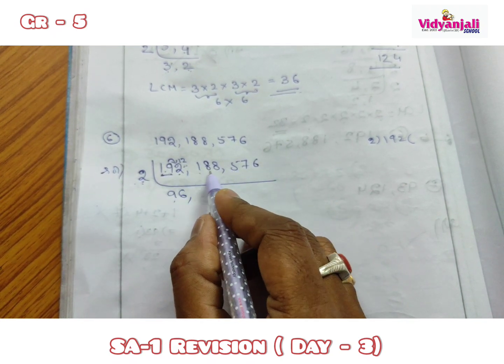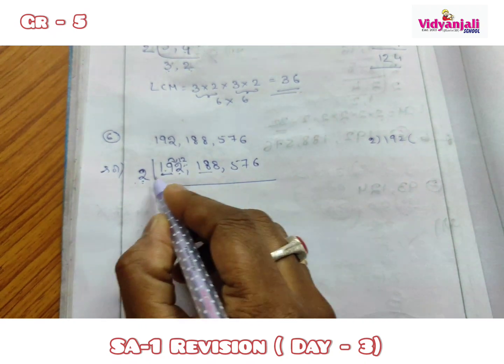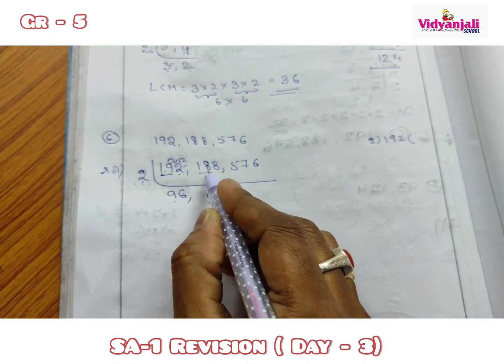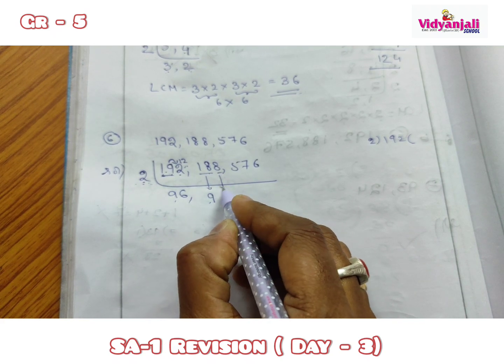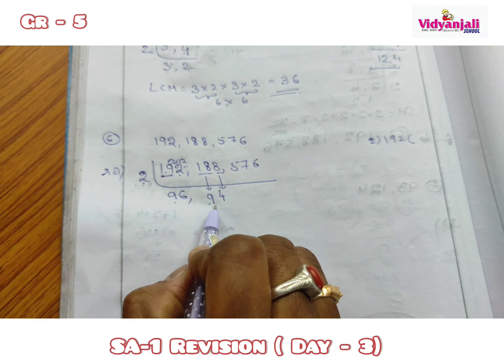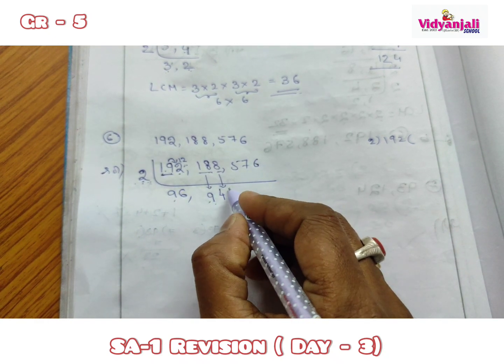Okay, next 188. First you take 18. In the 2 table, how many times is 18? 2 9s are 18. And then 8. How many times is 8? 2 4s are 8. So that means in the 2 table, 94 times is 188.